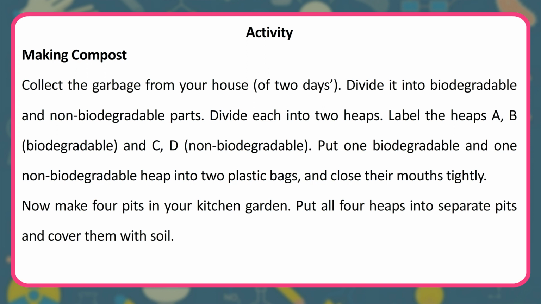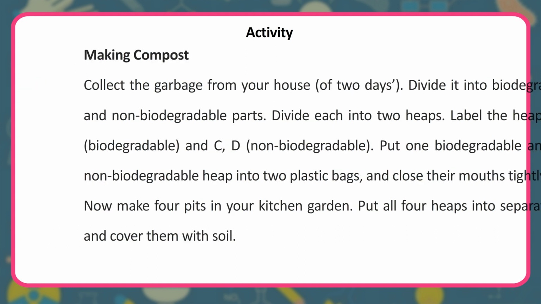Activity. Making compost. Collect the garbage from your house of 2 days. Divide it into biodegradable and non-biodegradable parts. Divide each into 2 heaps. Label the heaps A, B, biodegradable, and C, D, non-biodegradable. Put one biodegradable and one non-biodegradable heap into 2 plastic bags, and close their mouths tightly. Now make 4 pits in your kitchen garden. Put all 4 heaps into separate pits and cover them with soil.